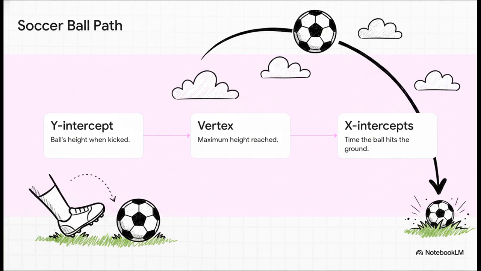And finally, step 3, the x-intercepts. The ball comes back down and smacks into the grass. The x-intercept represents the exact time the ball hits the ground. See? It is not just some boring equation, it's the literal physics of the real world, elegantly described by math.